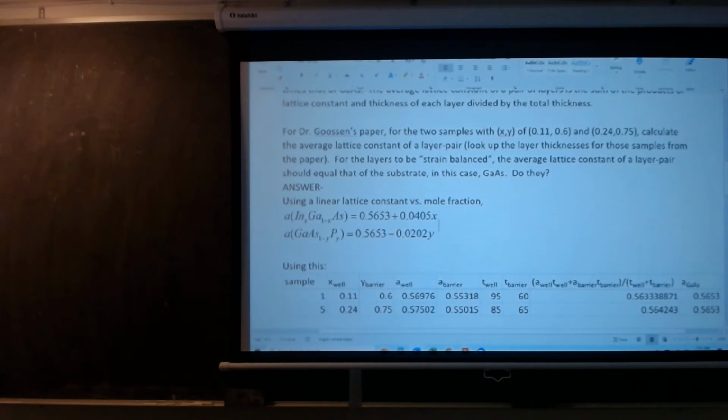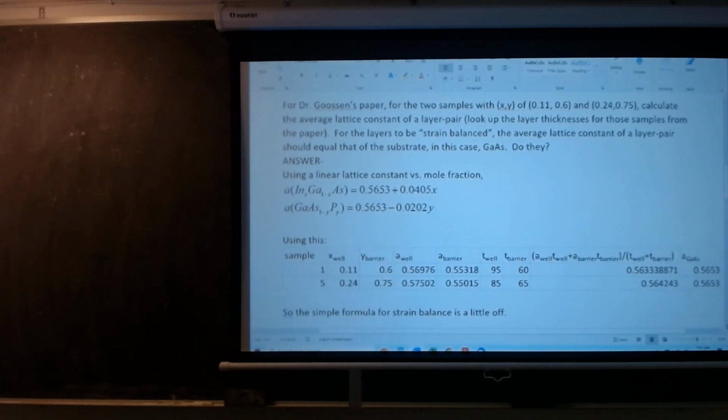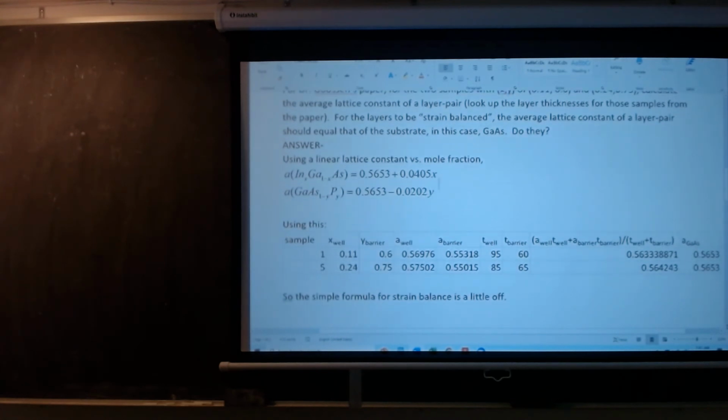And the idea is that if you go bigger, smaller, that's what's called strain balanced or pseudomorphic growth, and you can do this. So I ask you, for these two samples, for these X values and these Y values, to calculate the effective lattice constant of the pair. That's given by this formula here. Some of you didn't realize the well is the indium gallium arsenide, and the barrier is gallium arsenide phosphide.